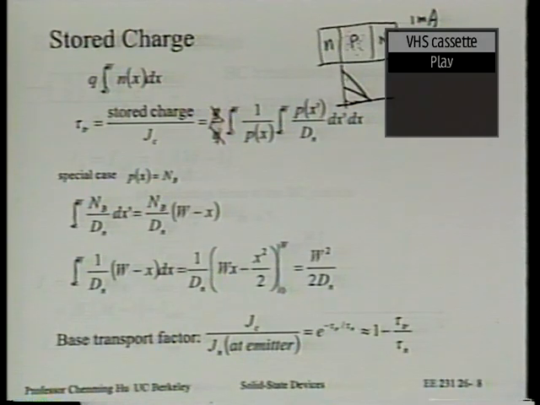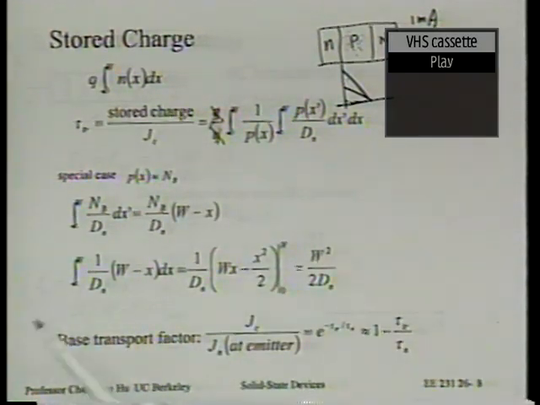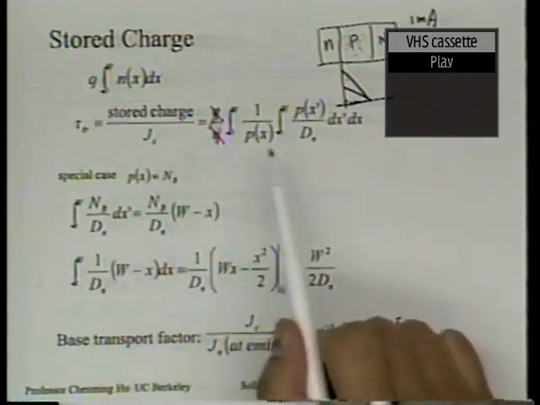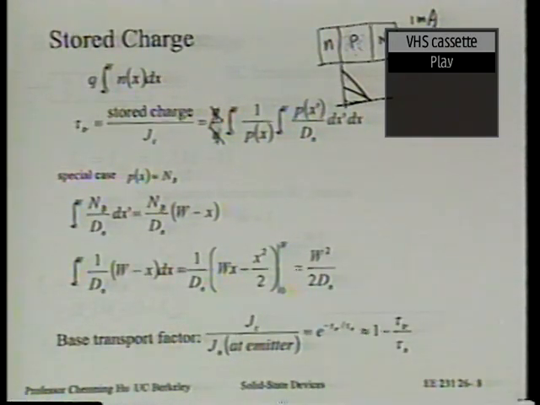If n_i is a variable, then n_i squared would not cancel out. Right now, n_i squared canceled out because we're assuming the band gap is uniform in the base. If the band gap is not uniform in the base, you will see that a graded band gap will be beneficial to this transit time. I wish I had time to give you another homework set. It would be wonderful homework to work all this out for a silicon germanium transistor. So this is the way to relate arbitrary doping profile to the transit time.